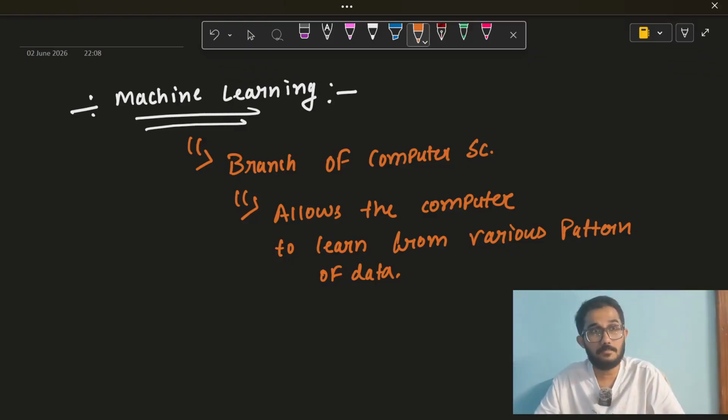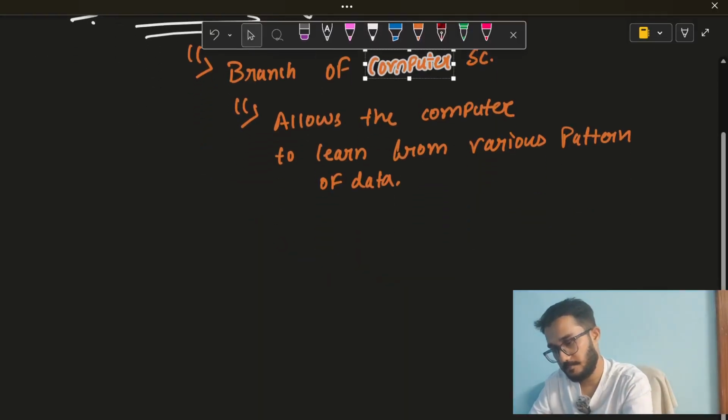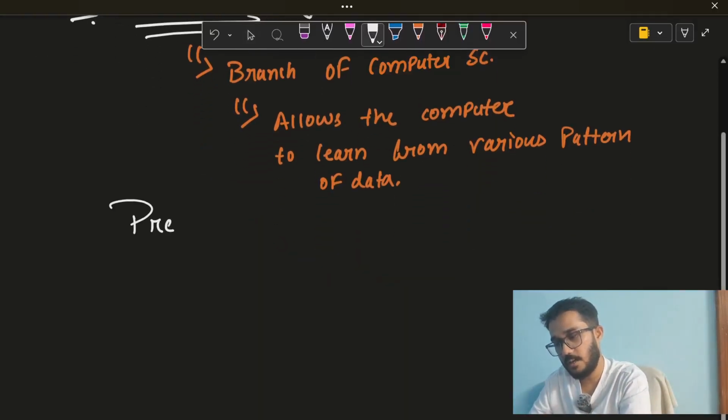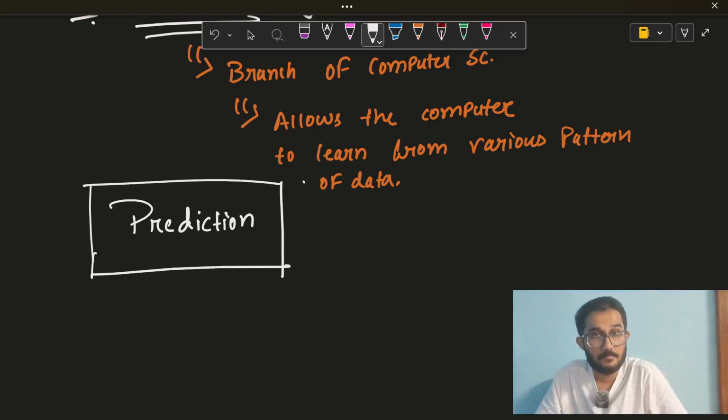Now, what is the main need of machine learning? What is the main fundamental need of machine learning? The fundamental need of machine learning is doing prediction. This is the fundamental need of machine learning, for doing the prediction.